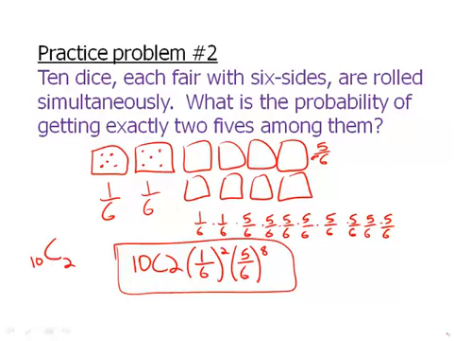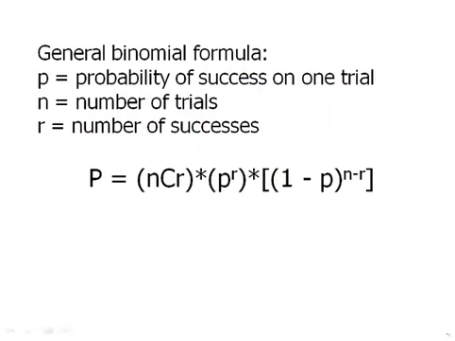So now, let's just look at the general formula to summarize. The general binomial formula: we're going to say lowercase p is the probability of success on one trial. So for a coin, that's 1/2. For any face on a die, that is 1/6. N is the number of trials, R is the number of successes. So we have R successes, so that's why we have p to the R. We have success happening R times. If we have R successes, that means we have N minus R trials that are not successes. And so we have whatever is not a success happening N minus R times.